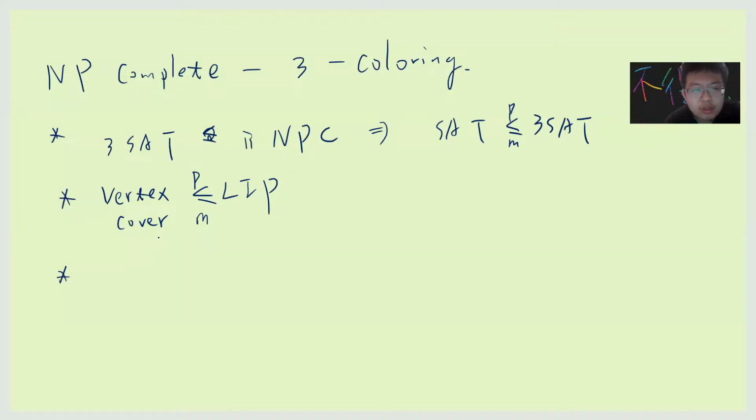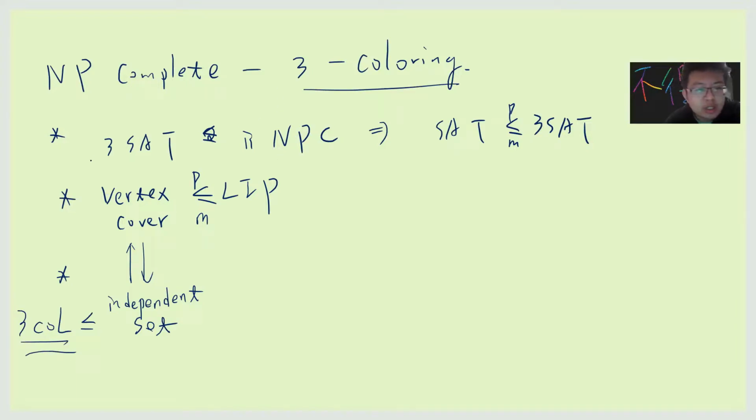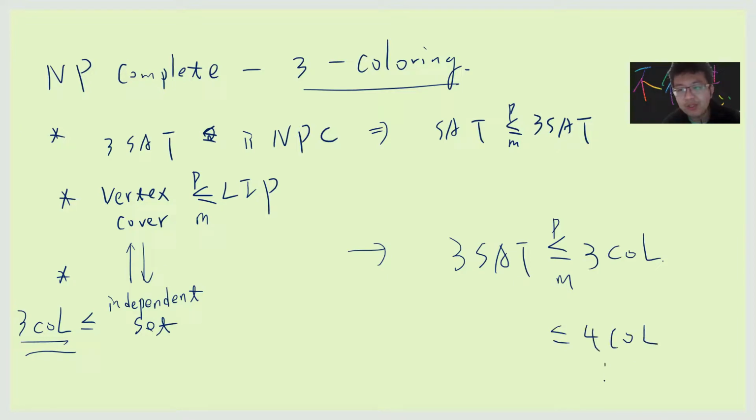The vertex cover is actually the complement of the independent set, so the independent set is still NP complete if you know vertex cover. And one can prove the independent set is NP complete using the so-called three color, which is 3COL, the topic today. In this video, I want to prove that 3SAT can be polynomial-time reduced to three color, and also four color. So these are all NP complete.